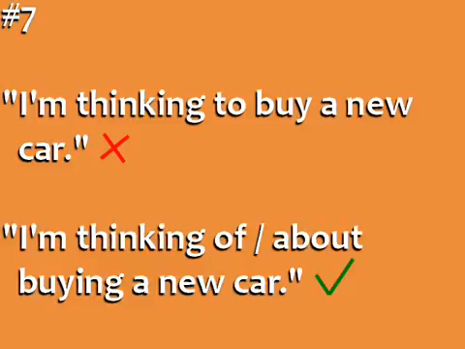Number 7. I'm thinking to buy a new car. When you are considering doing something in the future, we don't use the word to after think, so the correct sentence would be, I'm thinking of buying a new car, or I'm thinking about buying a new car. We use the word of or about with the ing form of the verb.